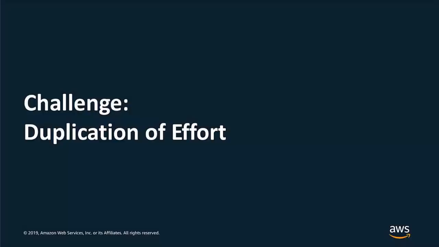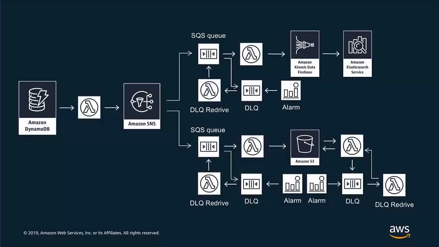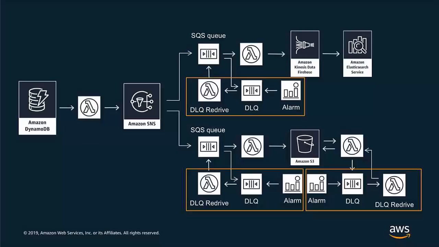Duplication of effort. When working with serverless applications, common patterns emerge and are duplicated across architectures. Let's look at some examples from the previous async processing pipelines. We went into detail about Lambda function DLQs, monitoring them, and redriving failed messages. The two things I want you to note about this are that, one, the pattern is duplicated multiple times just in this single architecture, and two, there's nothing business differentiating about it. However, it's required in a production system.